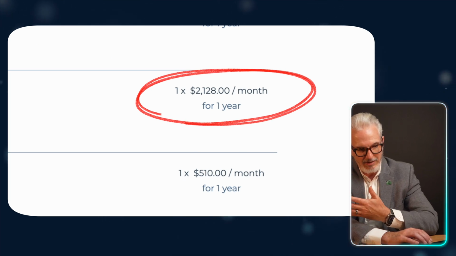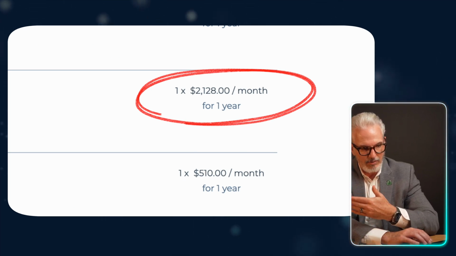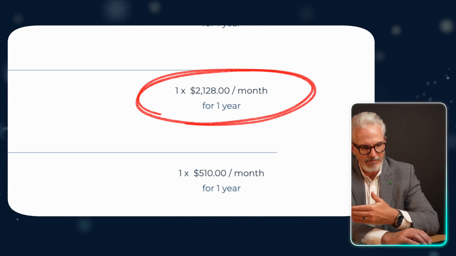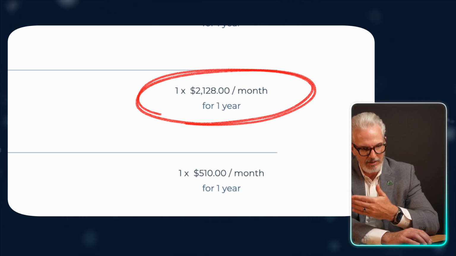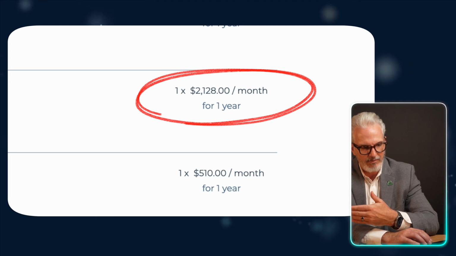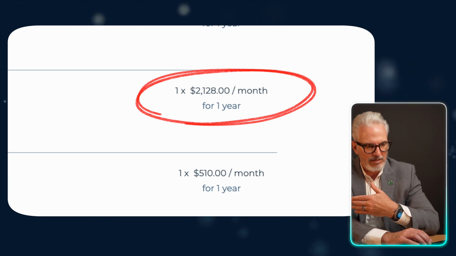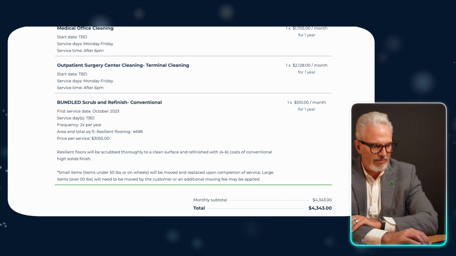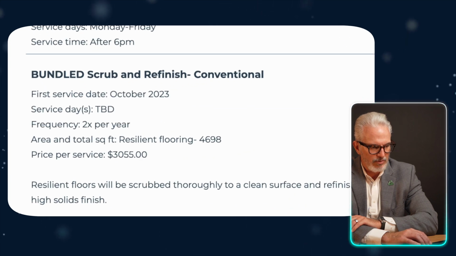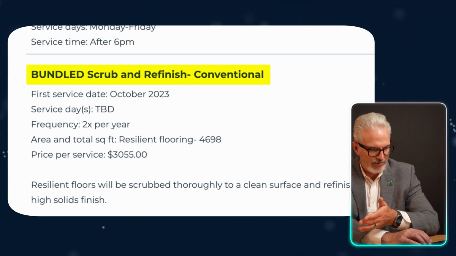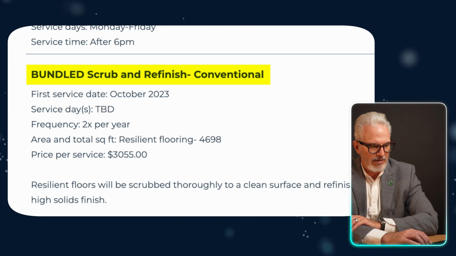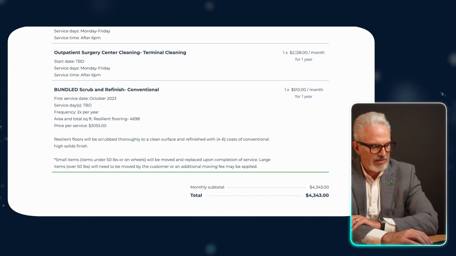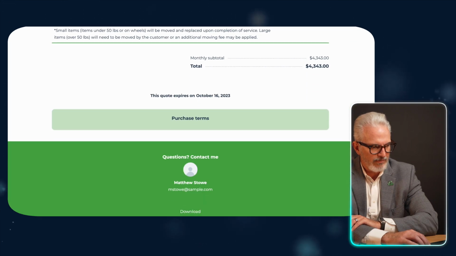Now, I recommend that your utility role in ORs is a higher number, meaning that you're charging more per hour because that individual is going to be better trained and is going to be required to perform services at a higher level because it is so detailed. Then, as I mentioned before, the bundled services would be something like this: a bundled scrub and refinish done on a twice-a-year basis, and it has our square footage, etc., and a brief description below.